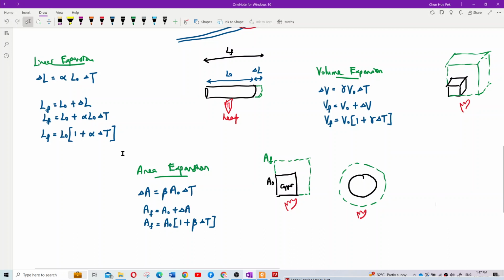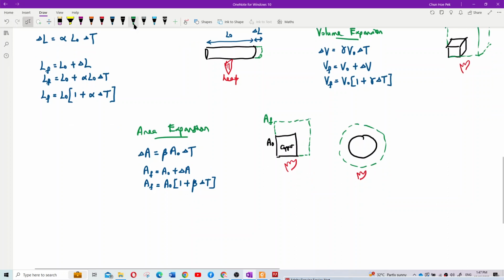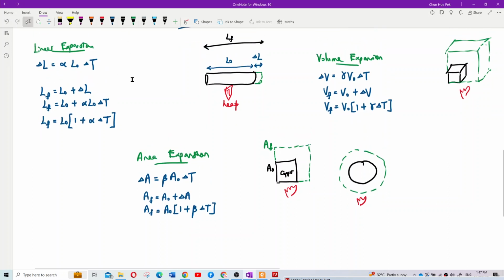So you have linear, you have area, you have volume. Now, for area, the beta. Let's say I have alpha for copper already, a value of, let's say, 20. What's the unit for alpha again, class? Per degree Celsius, or you can write it as 20 per Kelvin. Understand, class?